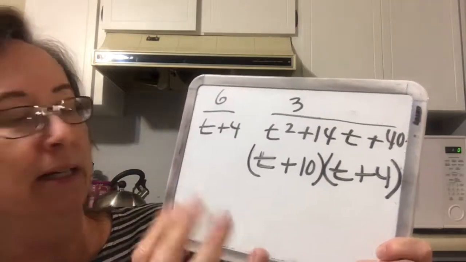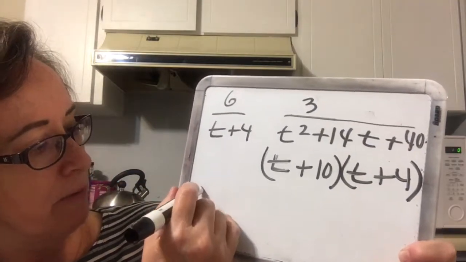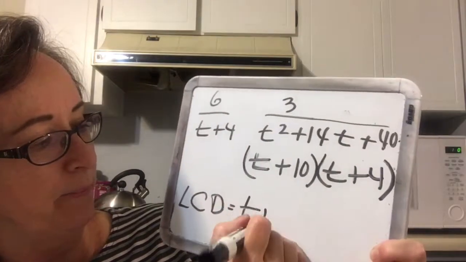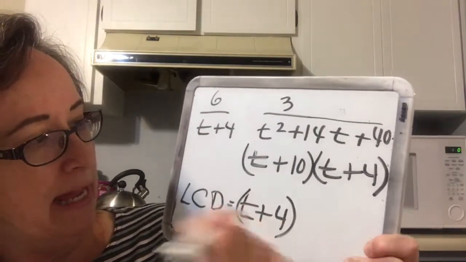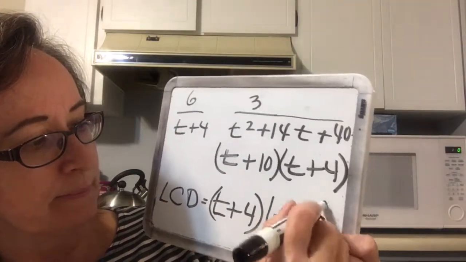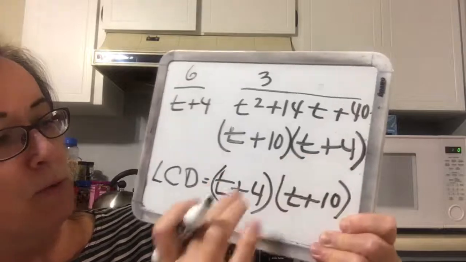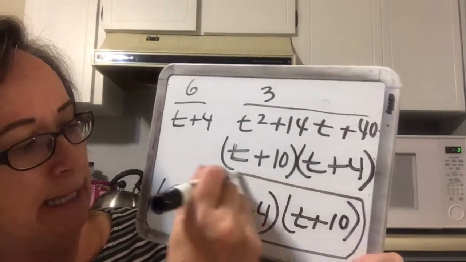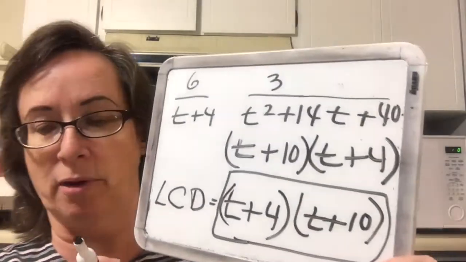And now we're going to build our LCD, which is going to be a t plus 4 and a t plus 10, and the t plus 4 can be shared. So this would be the complete LCD for that problem.